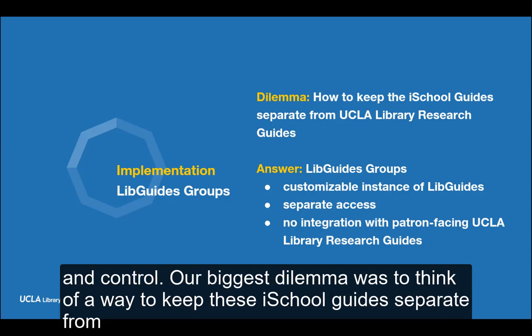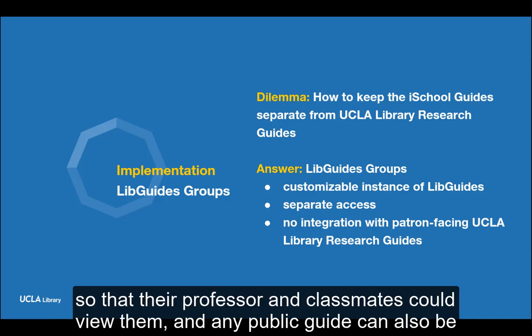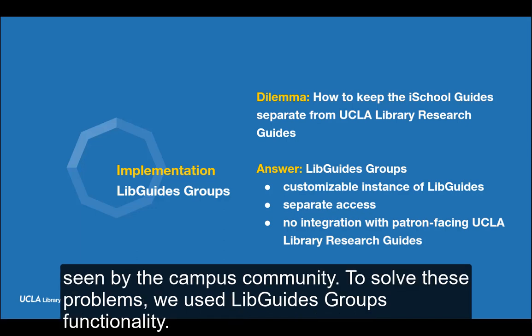Our biggest dilemma was to think of a way to keep these iSchool guides separate from the library LibGuides. This was challenging, as the guides needed to be published as public so that their professor and classmates could view them. And any public guide can also be seen by the campus community. To solve these problems, we used LibGuides Groups functionality.